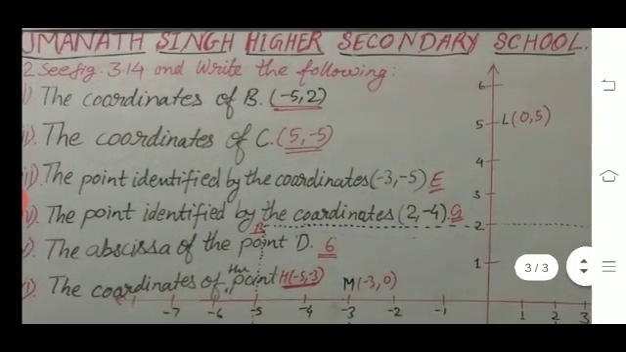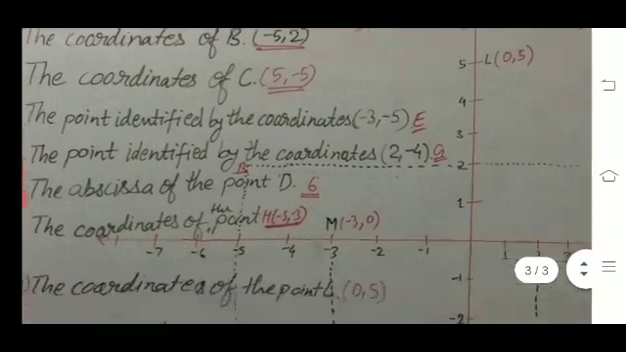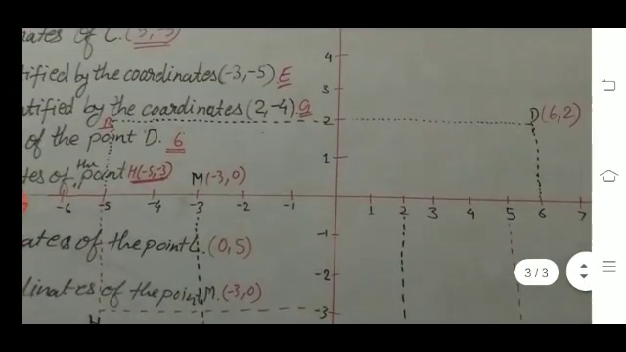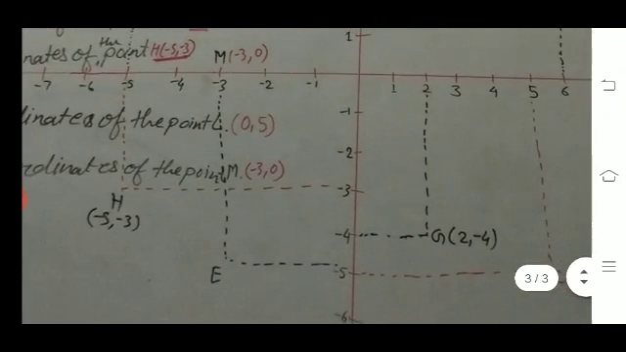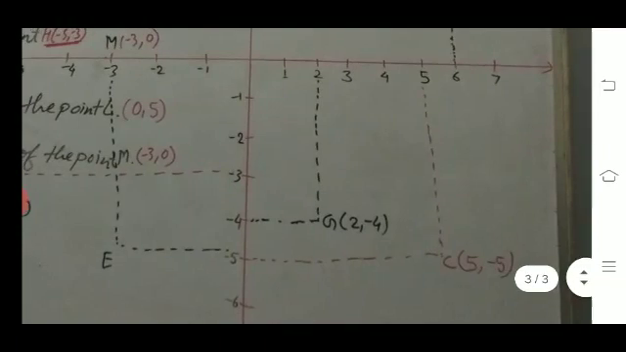So the second part is the coordinates of C. Where is C? C is in the fourth quadrant. So the coordinates of C are 5 comma -5. First we write the distance on the x-axis, that is the abscissa, and second we write the ordinate, that is the distance on the y-axis.